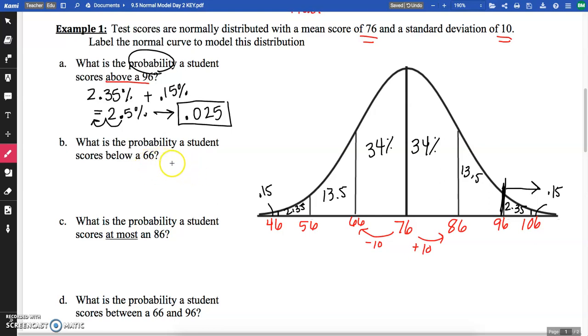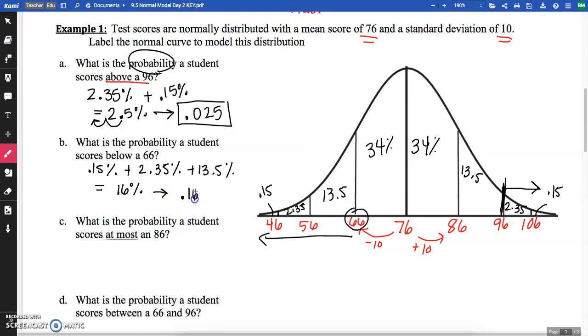So for a student to score below a 66, I'm going to find 66, and I'm going to add up all the numbers below it, all the percentages. 0.15% plus 2.35% plus 13.5% to get 16%, as a decimal 0.16.